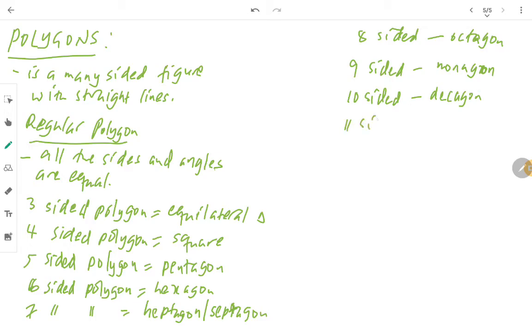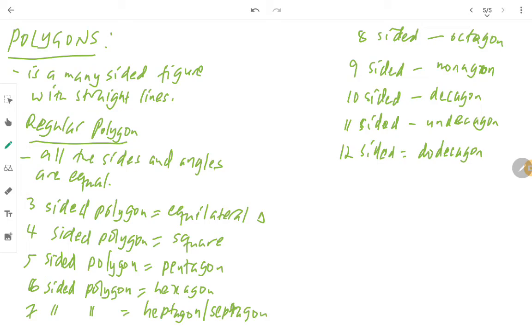Then 11-sided, we can go, as I said, even to 20-sided polygons. These are all regular. I'm talking about regular polygons. So the 11-sided regular polygon is an undecagon. Then we have a 12-sided, which you call a dodecagon. Okay, I'll go up to here.